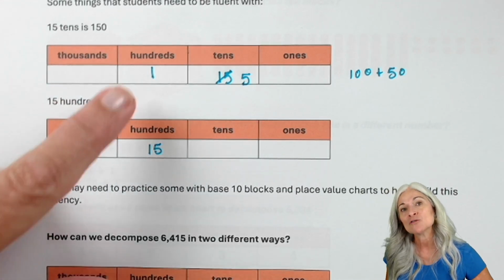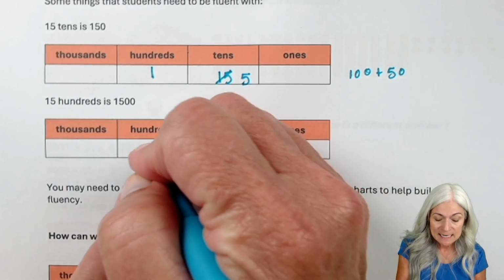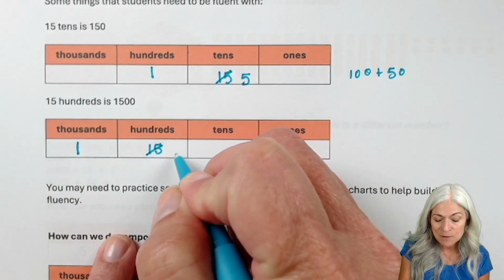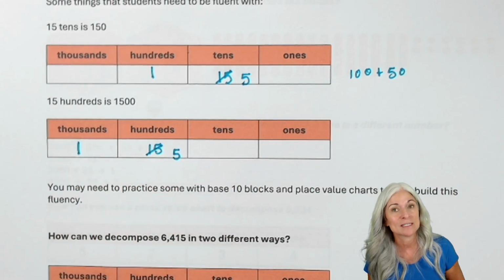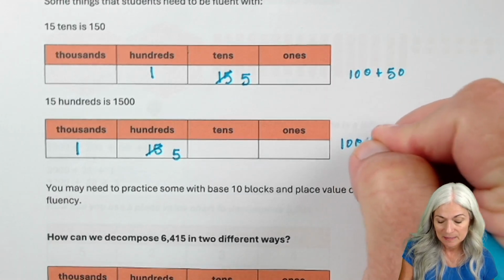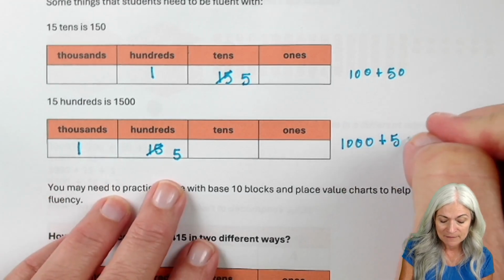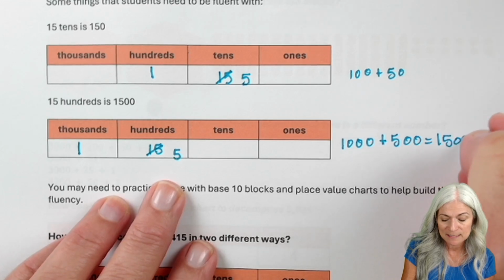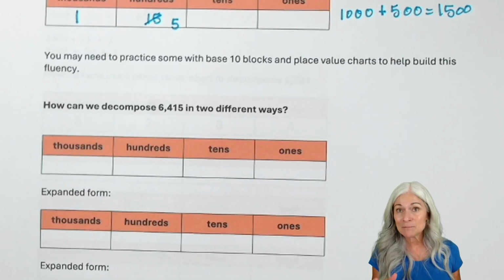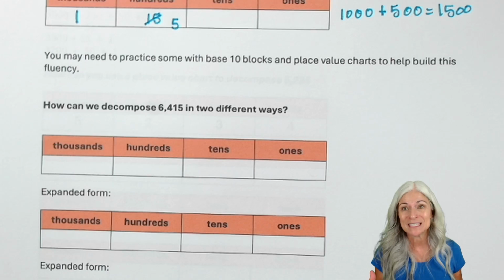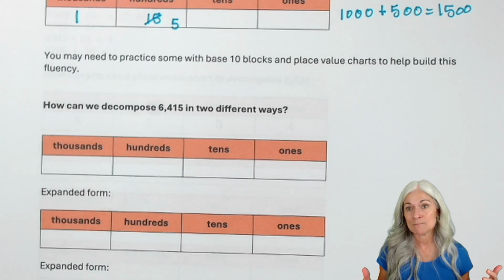Now 1,500s. If I have 1,500s here, again, they may notice the pattern. When I'm talking about hundreds, I add 2 zeros at the end. If we look at our place value chart, 10 of those hundreds would make 1,000, and then I would still have the 500s here. If we took away 10 of the hundreds, that would make 1,000, plus 500, which would give us the 1,500. So those are some things you may need to practice with base 10 blocks and place value charts to help build fluency with what happens when we're regrouping.